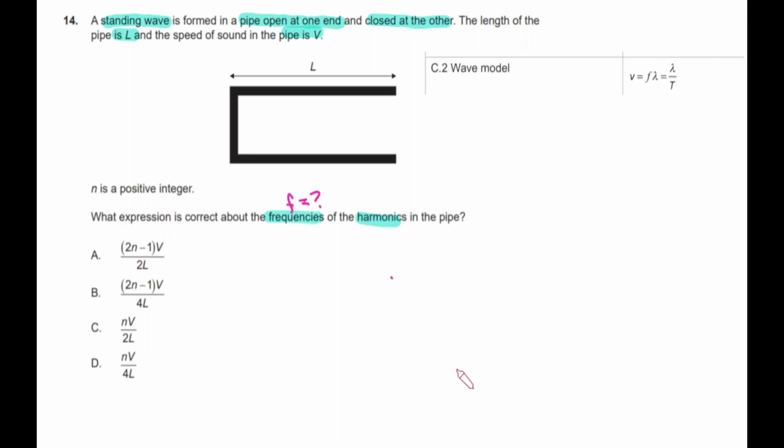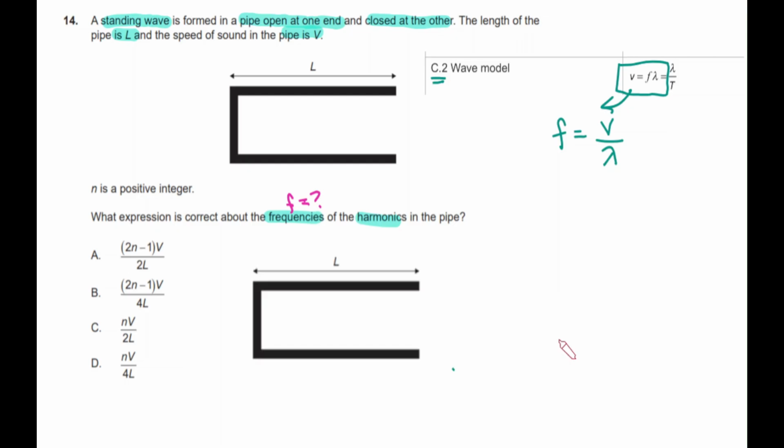In the IB Physics data booklet under topic C.2, the wave equation is given. In this equation, we will make f, the frequency, the subject, where frequency is equal to v, the wave speed, divided by lambda, the wavelength. In the description below, I have given the links to my previous videos on harmonics. Now let's set up the equation for the fundamental wave, or the first harmonic.